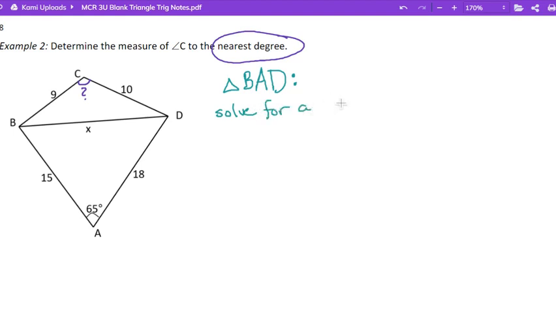Or you could call it side BD, or you could call it X. All right. So take a pause, talk to your partner. Are we doing SOHCAHTOA, sine law, cosine law?